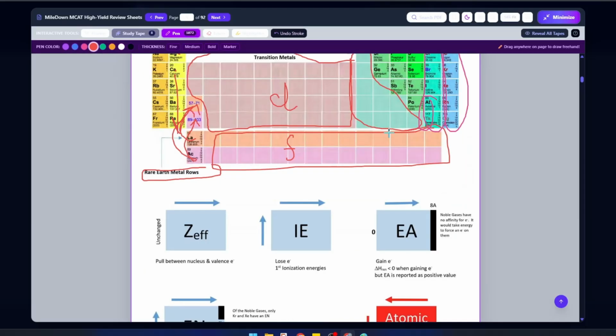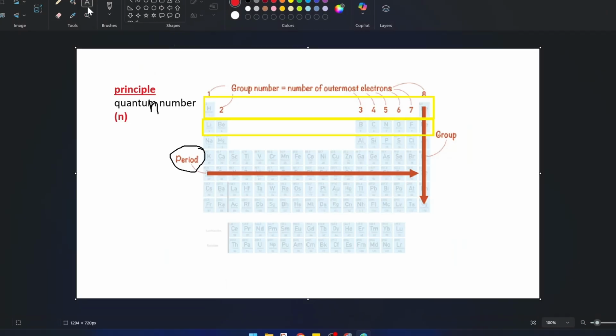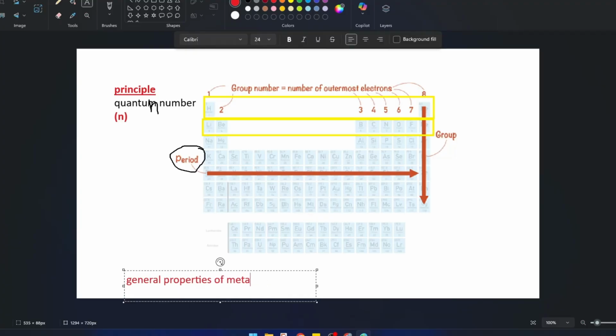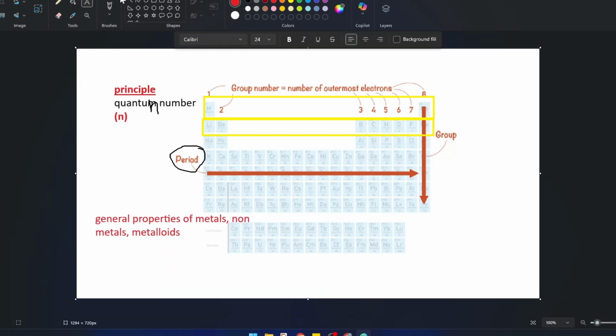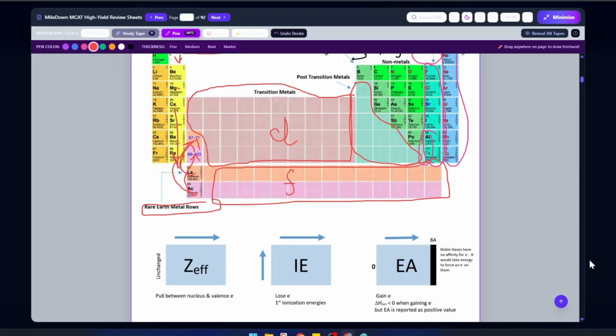But the next thing you should know that is not written on this chart, which I'm surprised it's not written, is that you need to know, and I'll write it down over here, general properties of metals, non-metals, and metalloids, okay? And you need to know general properties of the families that we just talked about. So we'll go over those right now.